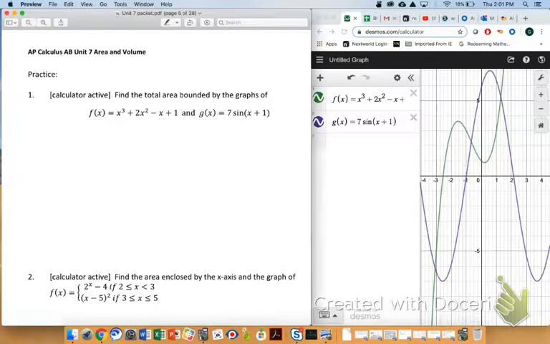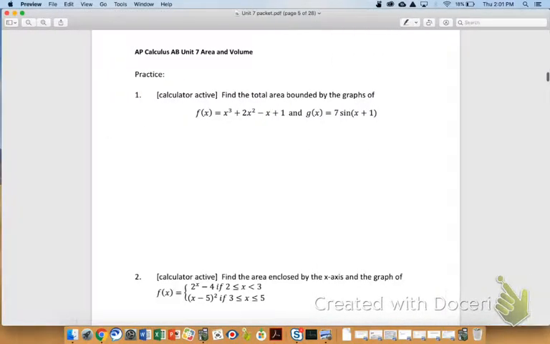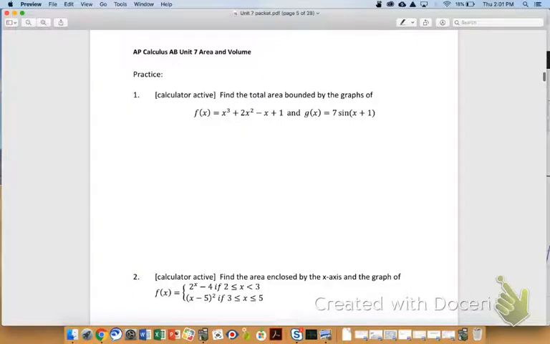Can anybody identify a word on number 1 that's a big hint that you might have to split it up into 2 integrals? Say again? I don't see the word "and" in number 1. Oh, did I say number 2? I'm going to say number 1. Oh, the word "and" between the 2. I don't think that tells me I have to split it up, because those are just my 2 boundaries. Yes, but there's a word in there that tells me that I might have to think about splitting this up into 2.